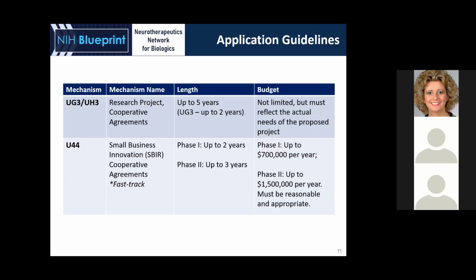The U44 phase 1, phase 2 aligns with our UG3, UH3, as I mentioned previously, where a phase 1 is up to 2 years and a phase 2 is up to 3 years. Now, there is a cap on budgets for the U44 mechanism, in which a phase 1 can receive up to $700,000 per year, where a phase 2 can receive up to $1.5 million per year, but must be justified as both reasonable and appropriate for the activities proposed.